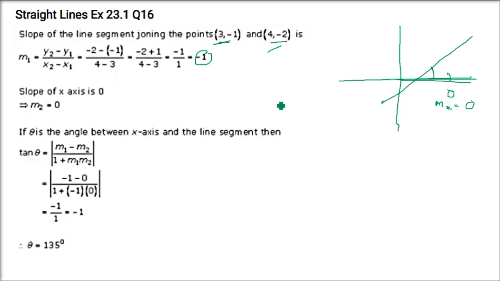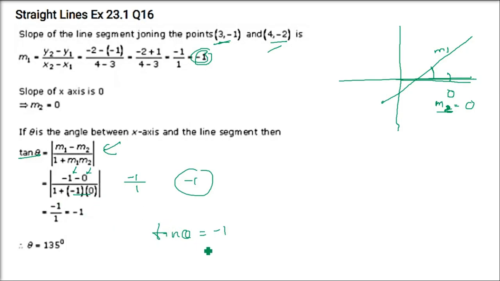Since we have m1 and m2, we have the formula. m1 is -1 as I just said, and m2 is of course 0 for the axis. So tan theta is equal to m1 minus m2 by 1 plus m1 m2. This formula we are going to use, and you have to use the actual result that comes. So when you put m1 as -1 and m2 as 0, you'll get -1 by 1, which is -1. Now tan theta is -1. What does it mean? Tan theta is -1.